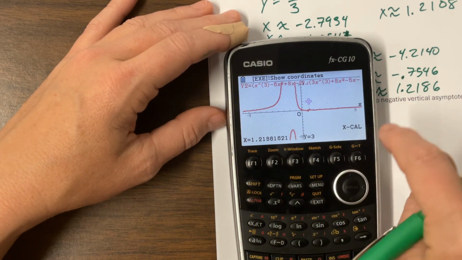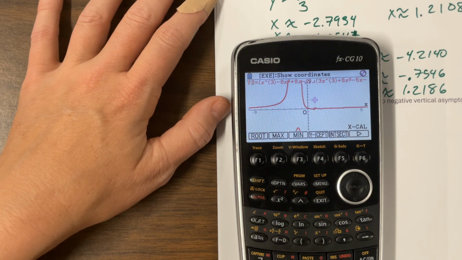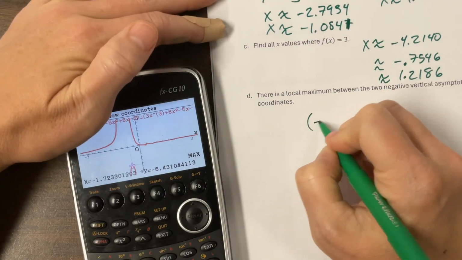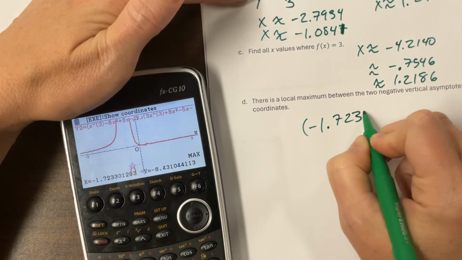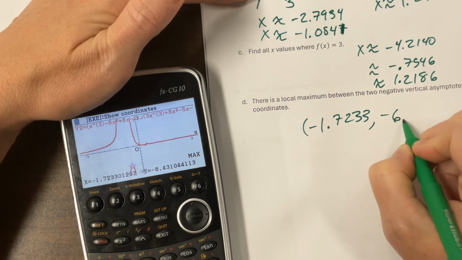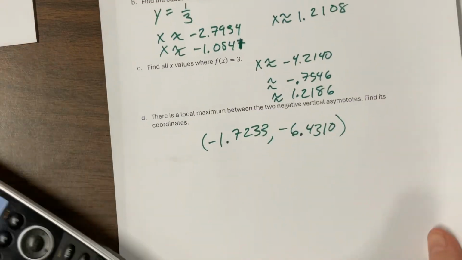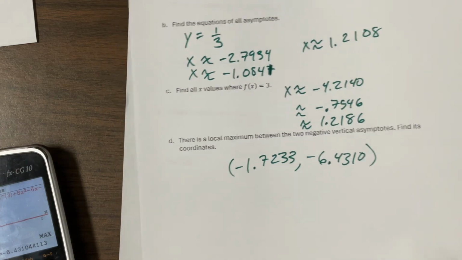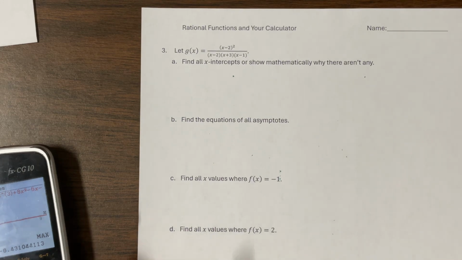And so I want this maximum, gsolve max. Let's see if it finds that. And it did. Okay. Find its coordinates, negative 1.7233, comma, negative 6.4310. And I have answered that question. As I mentioned, this is beyond the scope of what AP would ask, but if you can do this, you can do anything.